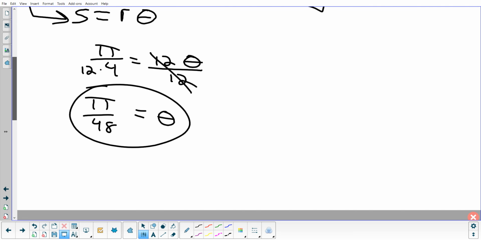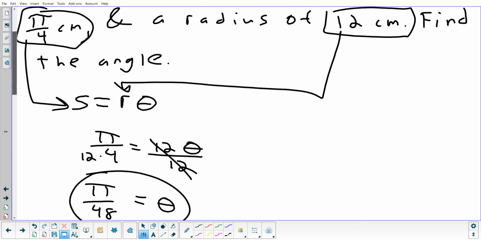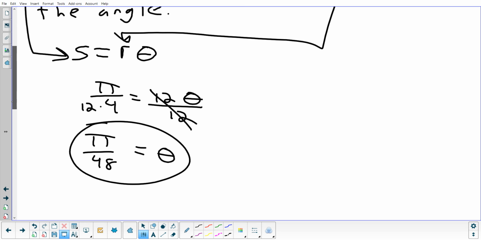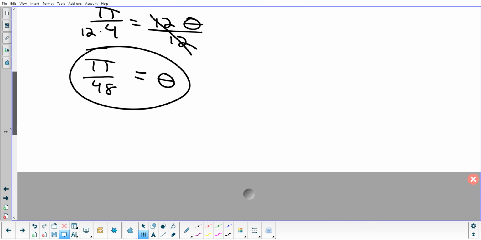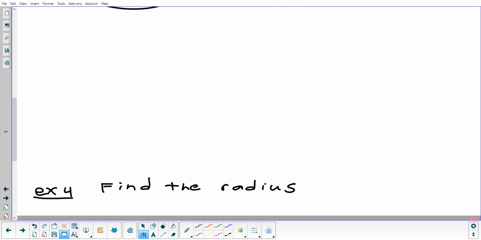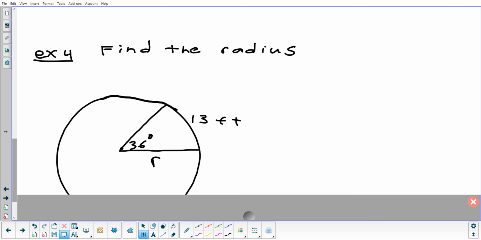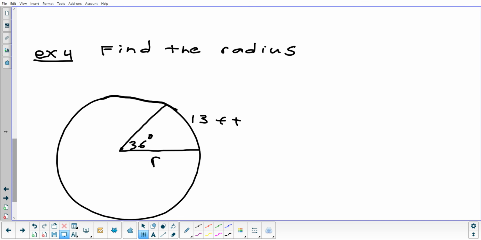Okay, so the only time you don't have to put a label on it is when you are solving for the angle, because we don't write RAD. Any questions on that one? All right, let's try one more before we do the last formula. So we've solved for an angle, we've solved for the arc length. Now we're going to solve for the radius.